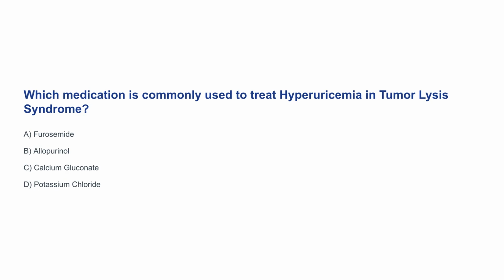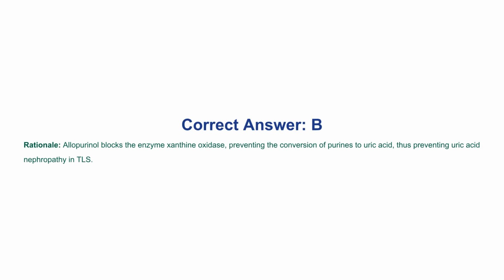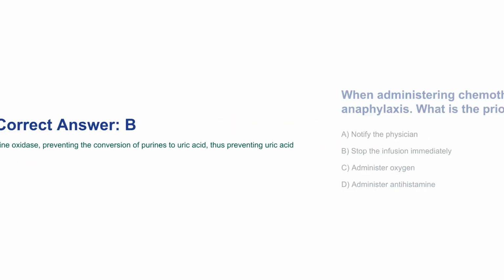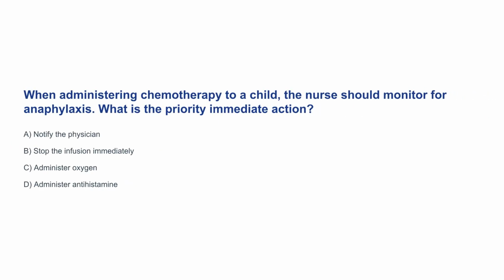Which medication is commonly used to treat hyperuricemia in tumor lysis syndrome? The correct answer is B. Allopurinol blocks the enzyme xanthine oxidase, preventing the conversion of purines to uric acid, thus preventing uric acid nephropathy in TLS.